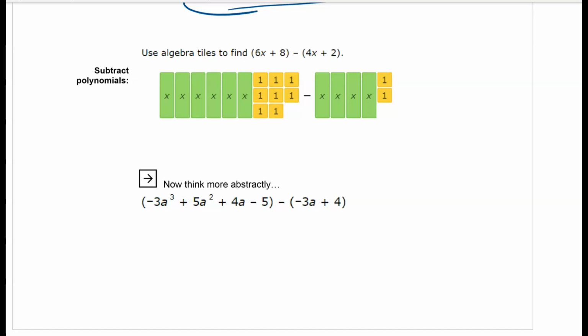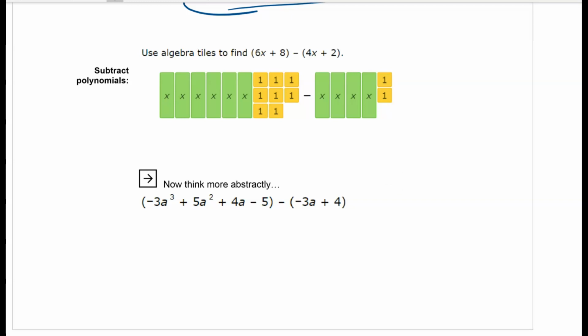In our next example, let's look at subtracting polynomials. It's very similar to adding polynomials with one additional step. Adding a negative is the same as subtracting. So instead of subtracting 4x plus 2 from the original polynomial, I can add the opposite of 4x plus 2.